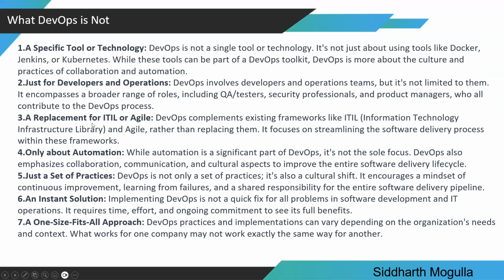So it is not a replacement for ITIL or Agile. ITIL is Information Technology Infrastructure Library. It is not a replacement for that, and it is not anything new to Agile. It is not only about automation, and it is not only a set of practices. It includes a culture. It is a cultural shift. And it is not an instant solution.